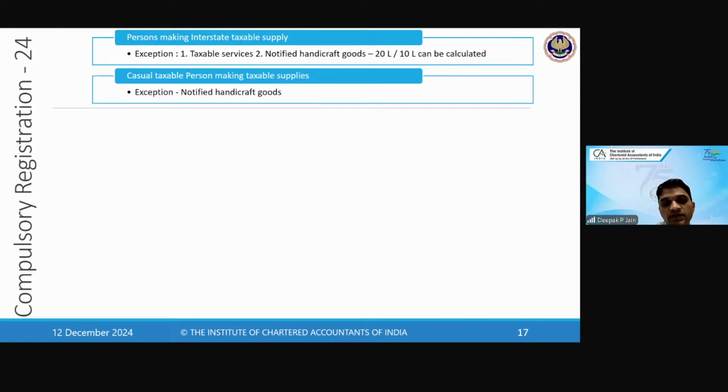Okay. Second is casual taxable person. Who is a casual taxable person? A person who does not have a fixed establishment in a state. He has registration somewhere else, but now he is coming to this state and taking registration for setting up a stall, doing something in an exhibition, etc. Then he will have to take registration immediately without any threshold limit. Making interstate supply, there is no limit. Once you are doing interstate supply, the threshold will not apply. You have to take registration and then do interstate supply.